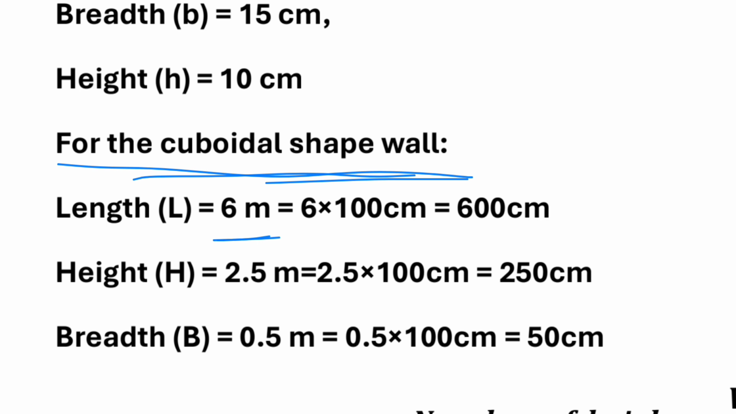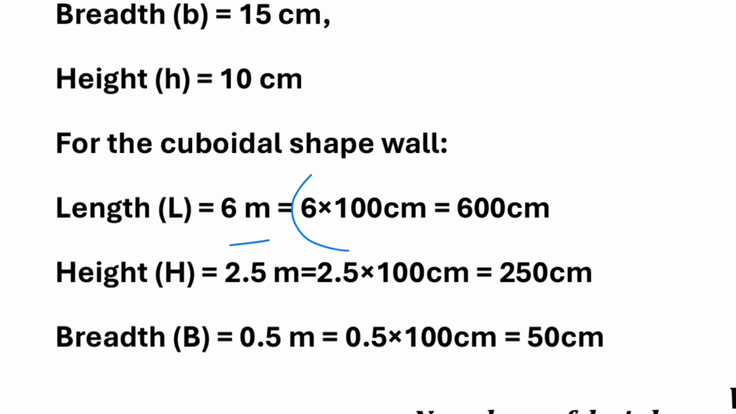Now the dimensions of the brick are in centimeter, so we convert this meter into centimeter. Capital L is equal to 6 meter. For that, 1 meter is equal to 100 centimeter. Therefore L is equal to 6 meter, which is 6 into 100 centimeter, which is equal to 600 centimeter.